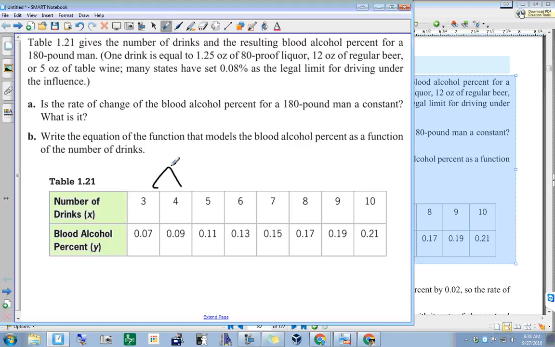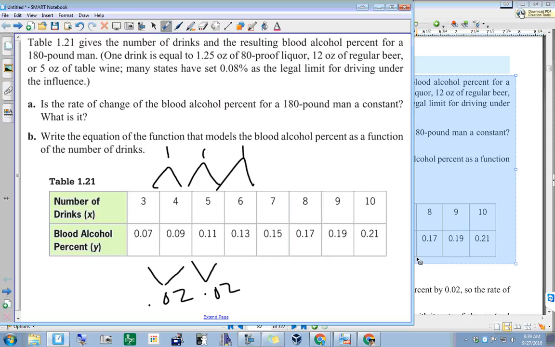This is going up by 1, 1, 1, right? Okay. This is going up by how much? 0.02. Is it all the way across the same?